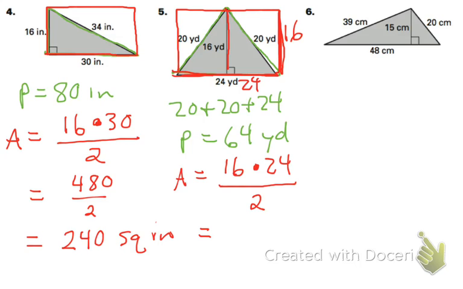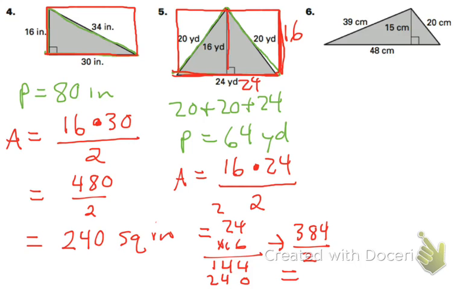That's going to equal, let me see, 24 times 16. So 4 times 6 is 24, carry the 2, 6 times 2 is 12, plus 2 is 14, so 144. Now the tens column, I get a 4 and a 2, running out of space. That's going to equal 384. So 384, and then when I divide that by 2, I'm going to get 192, and that's going to be square yards.